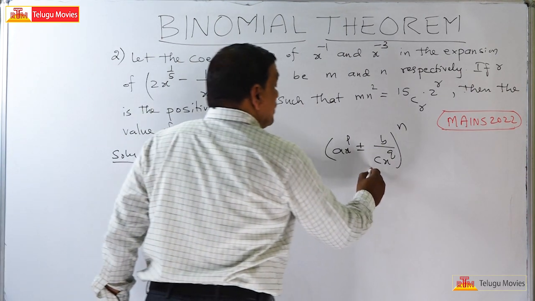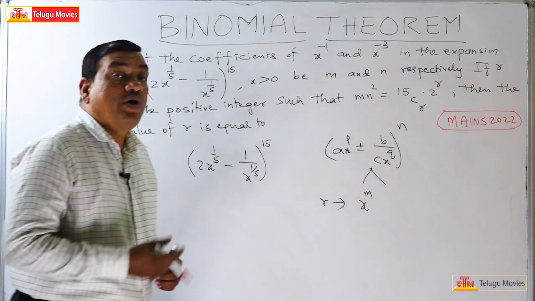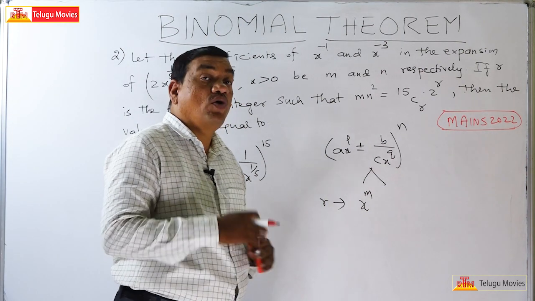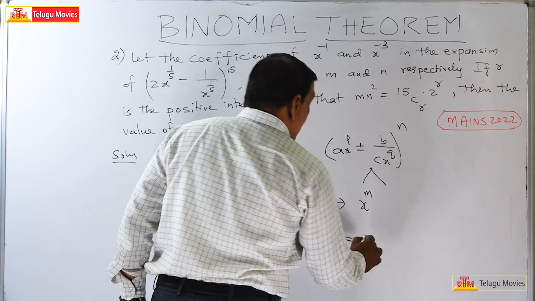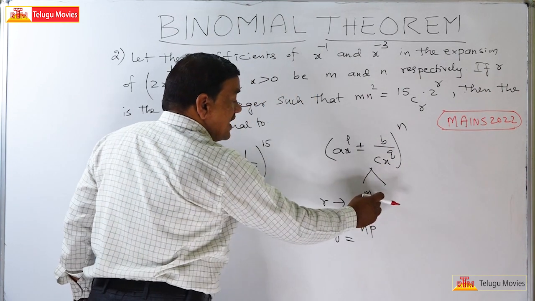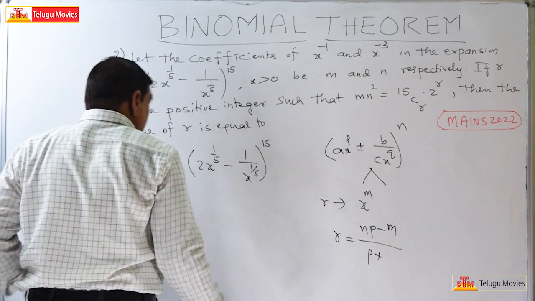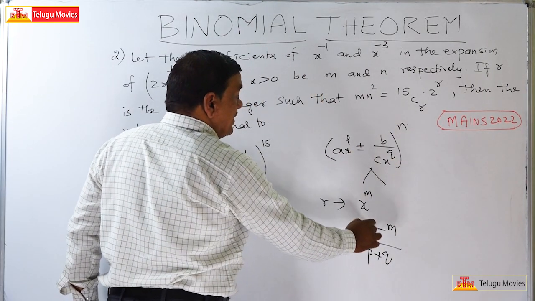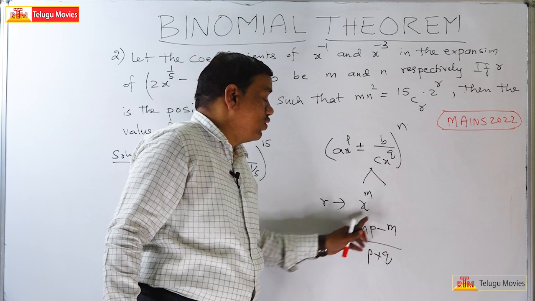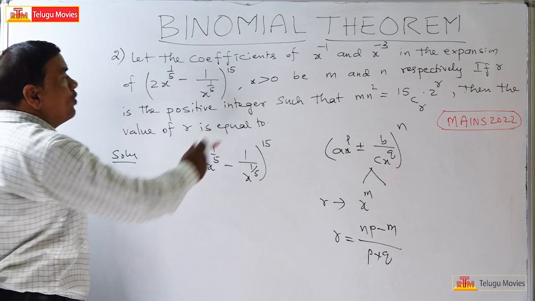If you want to find the coefficient of x power m, then the term will come in the place of T r plus 1, where r is given by the formula: n into p minus m by p plus q. If it is a constant term or independent term, here x power 0, only n p by p plus q is there. So here also the same. Let us take first x to the power of minus 1.